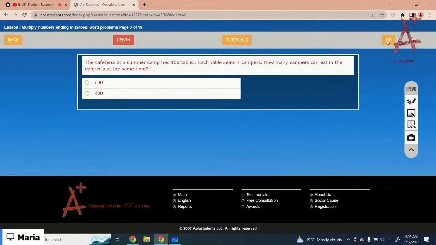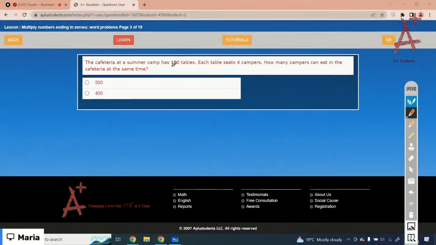Okay, very good. The next one is: the cafeteria at a summer camp has 100 tables. Each table seats four campers. How many campers can eat in the cafeteria at the same time? So you have to do 100 times 4. Yes, very good. That would be 400. The correct option is 400. Just select the correct option, then click on the OK button.